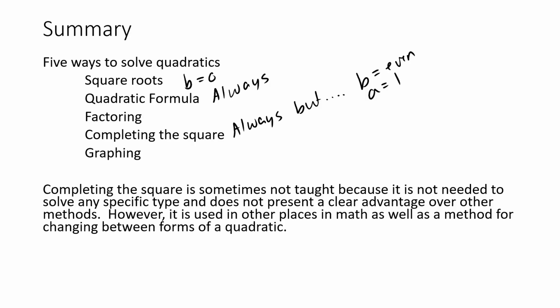Now, completing the square is sometimes not taught because it is not needed to solve any specific type, because you've got the quadratic formula, and it does not present a clear advantage. Factoring doesn't always work, but it does present a really clear advantage in how clear it is. Square roots are kind of limited, but when they do work, it's so much easier than factoring or the quadratic formula. Completing the square always works, but it doesn't have a great clear advantage over other methods. So a lot of times, if you don't need to know it, we don't cover it.